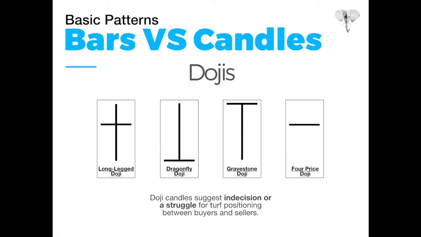What you're going to see more is a short-legged or a long-legged doji. Very rarely will you see a gravestone or a dragonfly doji. But all of them represent the same thing. They all suggest indecision in the market and a struggle between buyers and sellers. So typically a good indicator for potential reversals in price action.